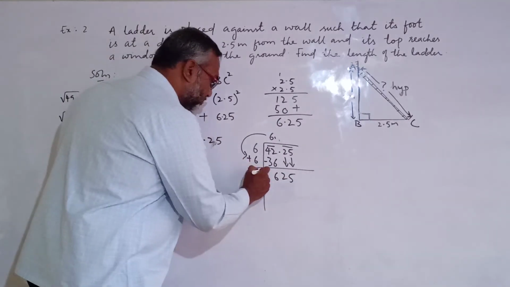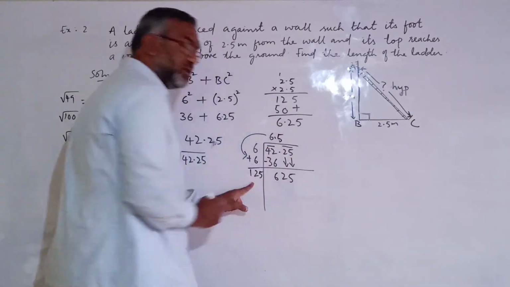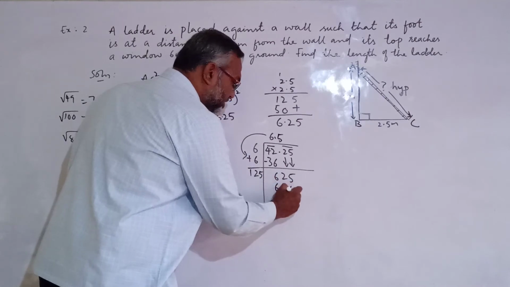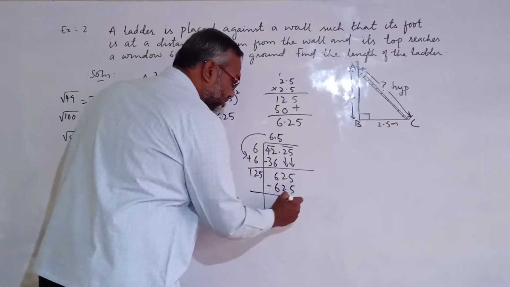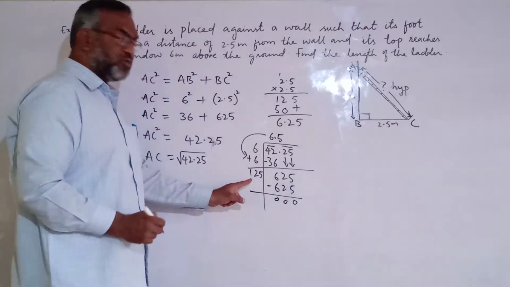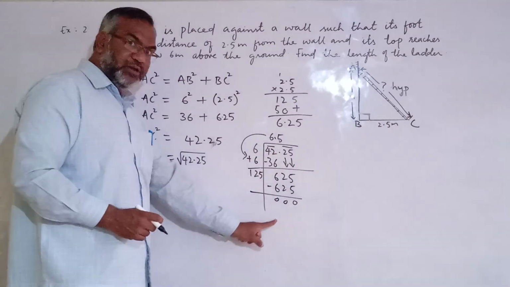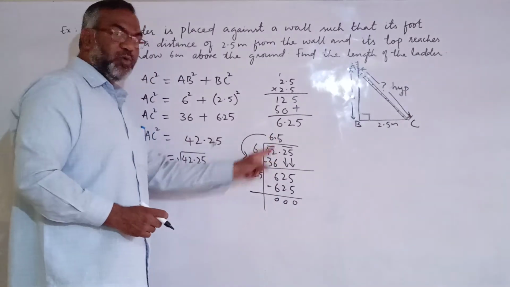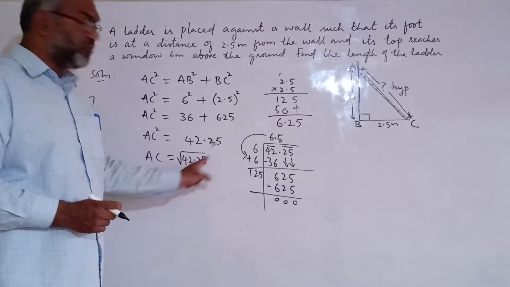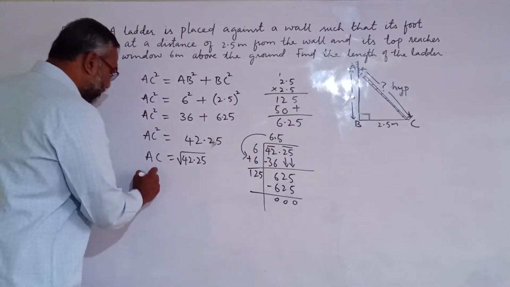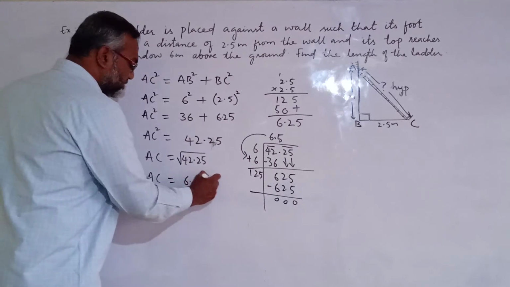Imagine 5. If I take 5 here, it becomes 125. 125 5s are 625, right? So that will become 0, 0, 0. So what is the square root here? The division process ended here. The remainder became 0. We can stop now. So what is the square root of 42.25? It's 6.5. So AC is equal to 6.5 meters.